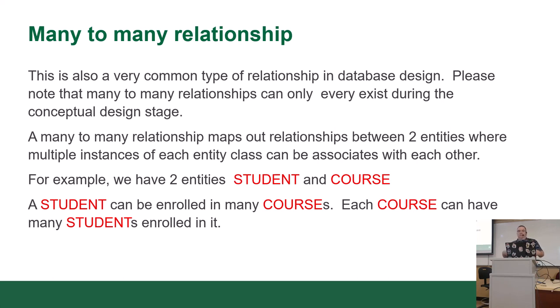So this happens when you have two entities where they can be related to each other multiple times. So we have two entities, student and course. Each student can be enrolled in multiple courses, right? Each course can have multiple students. Therefore, it's a many-to-many relationship. For example, CST8250, 24S has whatever number of students that actually show up on time for class.